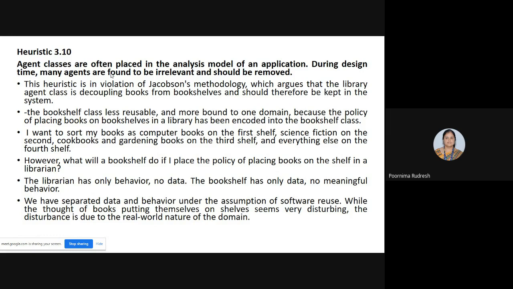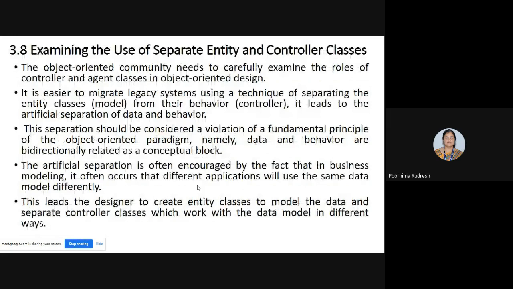Then the problem arises. Why have we separated that? During the design phase, we assume that when we separate the data and behavior, they can be reused in some other applications or in some other library systems. Hence, we have separated them, but once again, that may lead to a problem. Okay, so this is about the role of agent classes and heuristic 3.10.